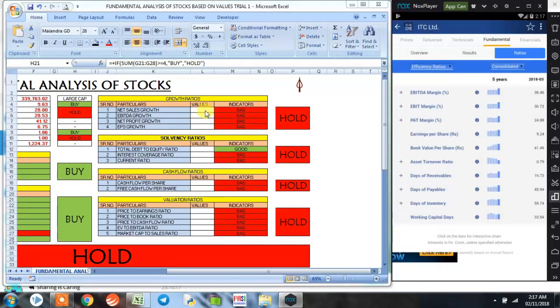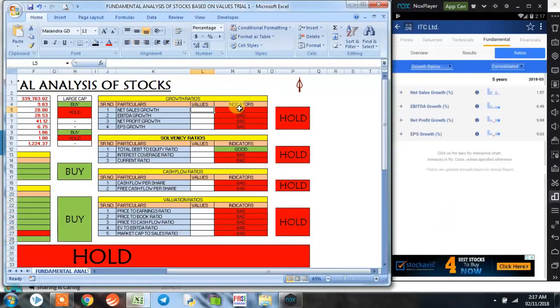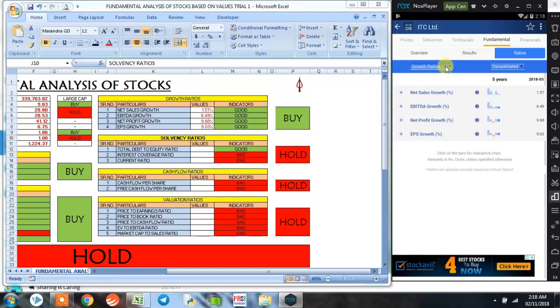Now coming on to growth ratio. The first is net sales growth, which is 1.57. EBITDA growth is 6.49. Net profit growth is 9.68. EPS growth is 9.03. So overall growth ratio has also given us a signal to buy this stock at this point of time.